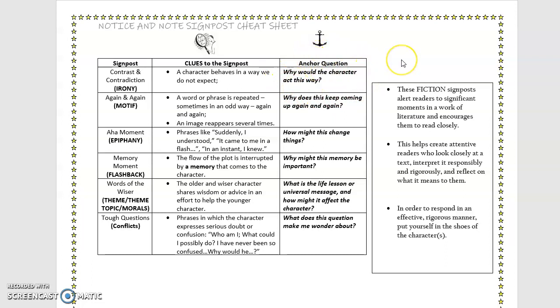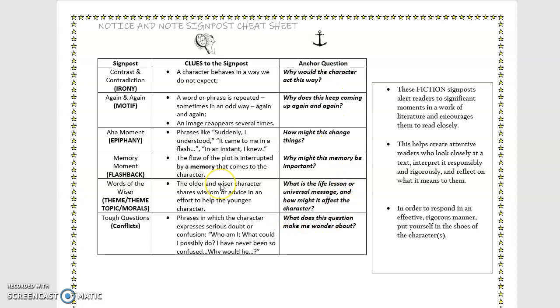So let's say I say, okay, in chapter 2 of the novel, I located an aha moment or epiphany. And then I say, okay, well, address the anchor question. I immediately come over to the right column. How might this change things? Okay, this epiphany or aha moment might change things in the novel or the text because of such and such. So left column, middle column, right column: the signpost, clues to look for to identify the signpost, and then the anchor question.